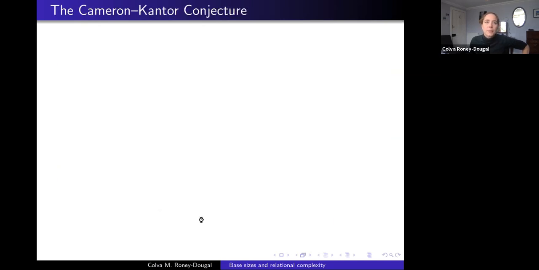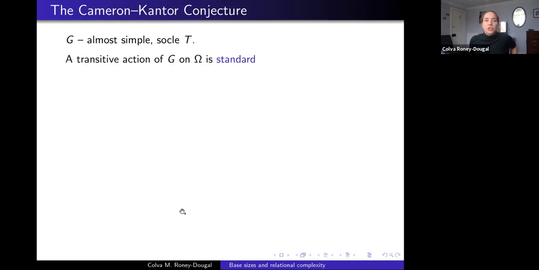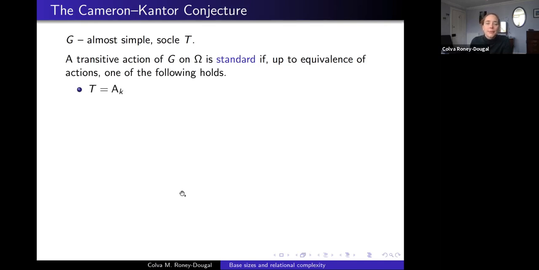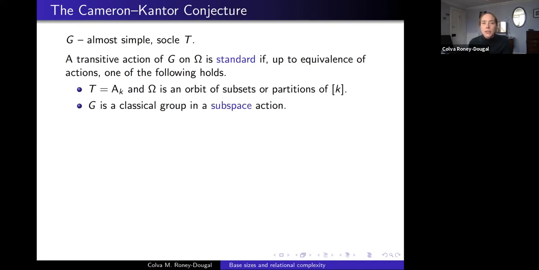So let me tell you about a couple of conjectures which really dominated this field for many years. Let G be almost simple with socle T, then a transitive action is called standard if, up to equivalence of actions, either T is A_k and once again, these large base orbits of subsets or partitions. So the partitions pop up again here. So our two examples that keep appearing, acting on subsets or partitions. Or G is a classical group in a subspace action. Roughly speaking, that means acting on subspaces. There's a couple of other things that can happen.